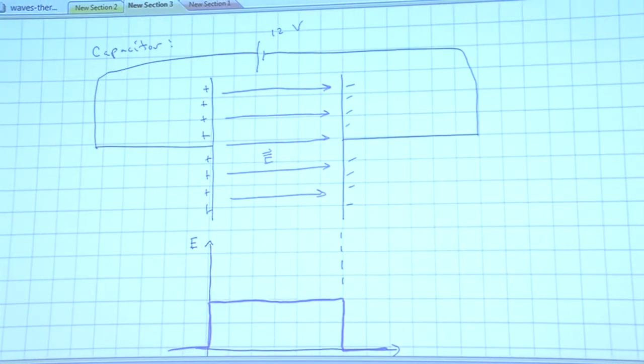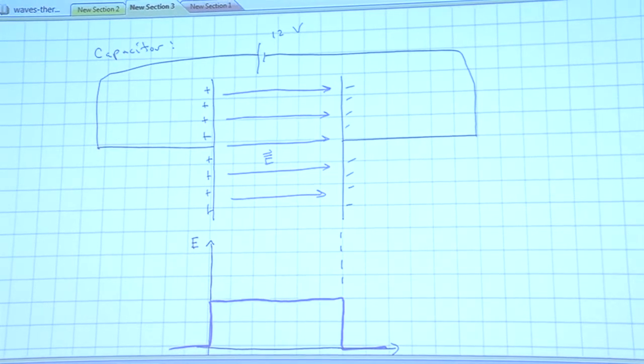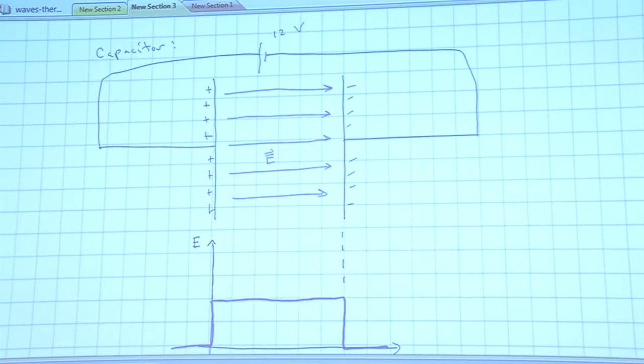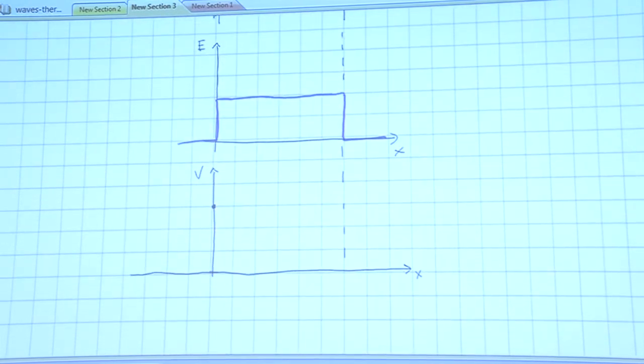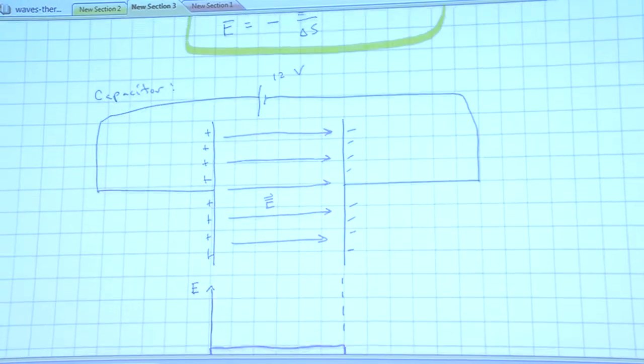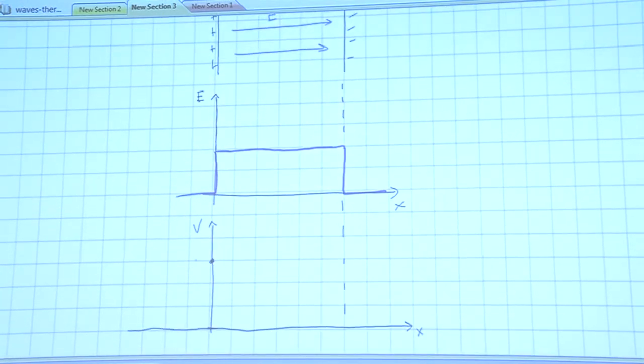So how are you going to plot the potential? Over here? And what should we call that? How many volts? 12 volts. Then where do we end up? And this one has to be 0. And that's going to be linear.